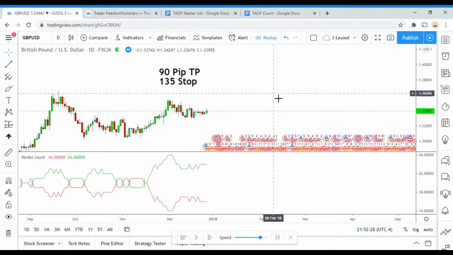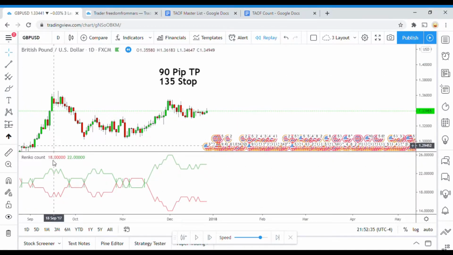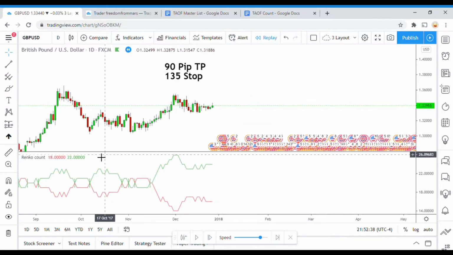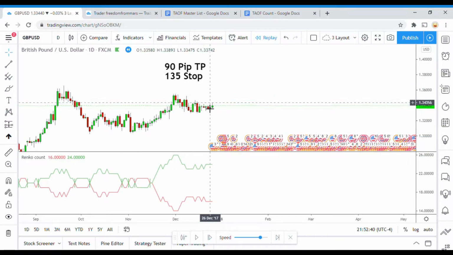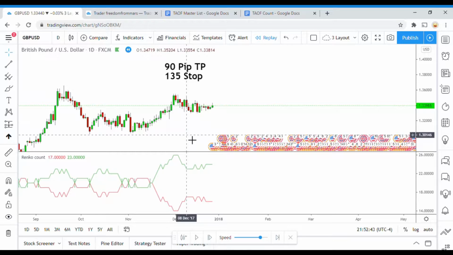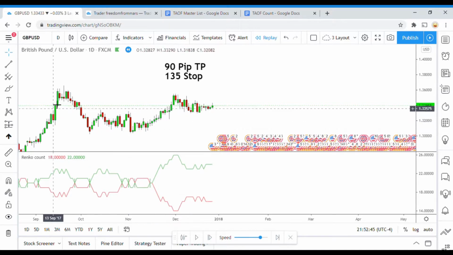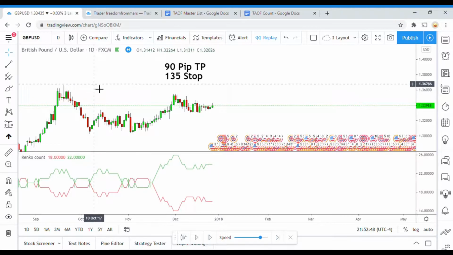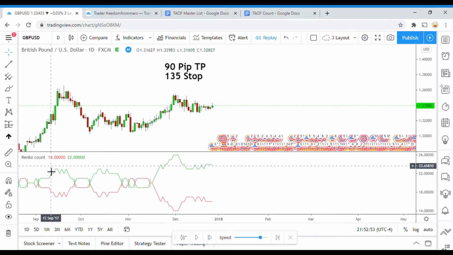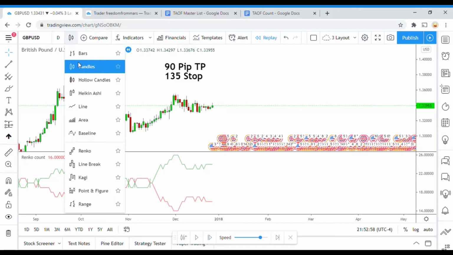Alright, as I said, today's indicator is the brick count indicator. It is labeled here as the Renko count, and that is because it was designed, and this is a TradingView user-created indicator, so of course you can find the link down below in the description. It was designed to read off of the Renko candles. I don't know if you would actually call them candles.